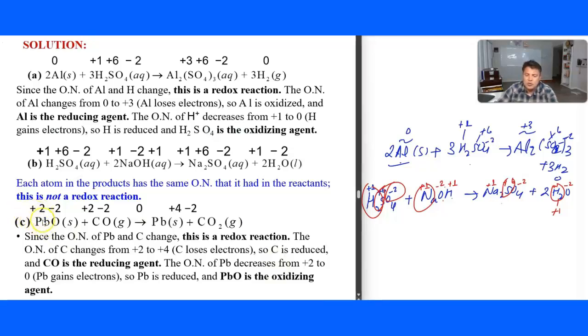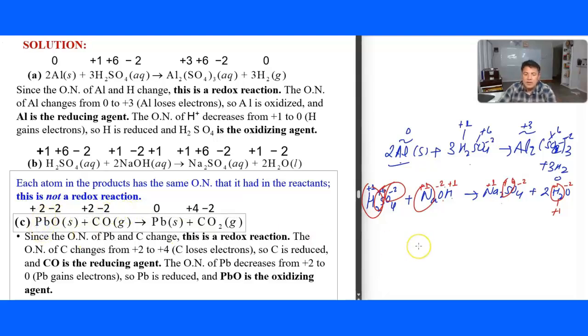lead is +4 here and lead is +2 here. In this oxidation-reduction reaction, lead has changed, which means it is oxidized. And this carbon is reduced because carbon has +2 here and carbon has -2 here.